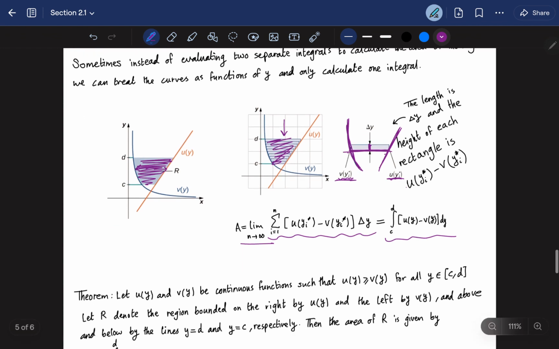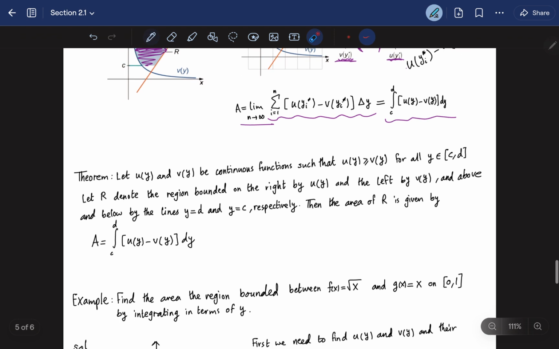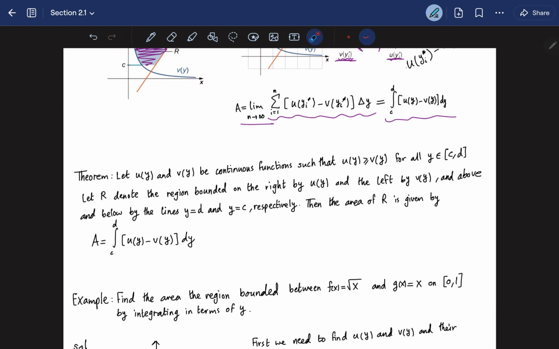It's going to make more sense once we do an example. I know it's a bit confusing so far. Okay, so let's read the theorem and then do an example.